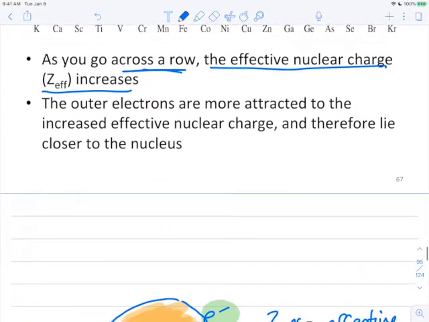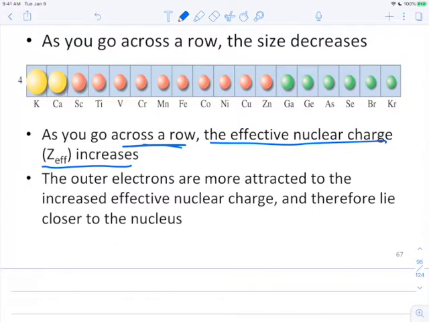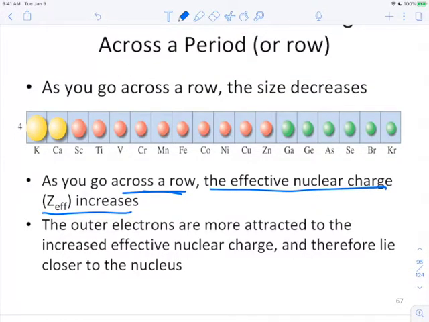So let's go back over here. And what we see is the effective nuclear charge increases as we go from left to right. Essentially, the nucleus gets stronger as we move towards the right of the periodic table. So the outer electrons, they're more attracted to the increased nuclear charge, and therefore they're going to sit closer to the nucleus, and this is what makes for a smaller atom. So again, the more powerful your nucleus is, the more the electrons are going to sit closer, and the closer those electrons sit to the nucleus, the smaller your atom's going to be. So again, we're going to go through this in more detail. We're going to do some calculations, but any questions on anything here?